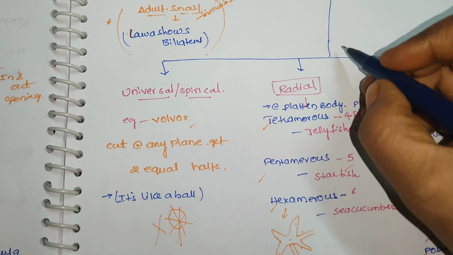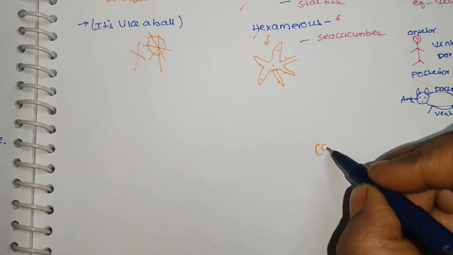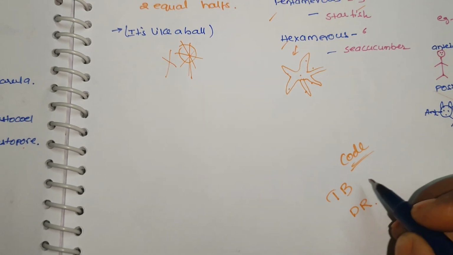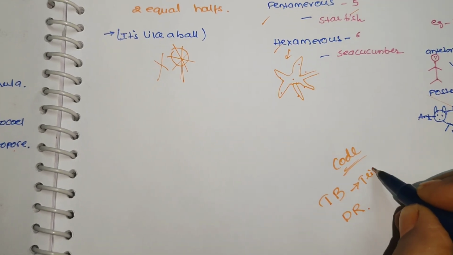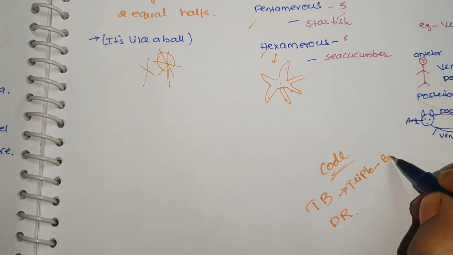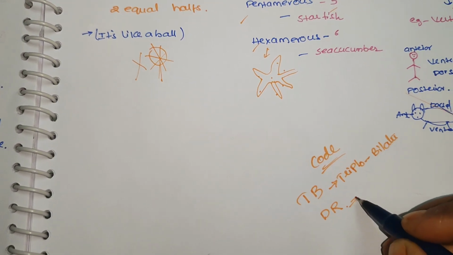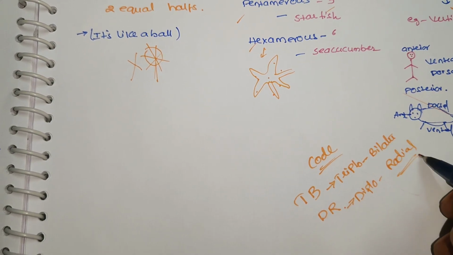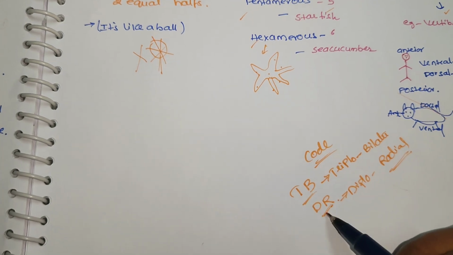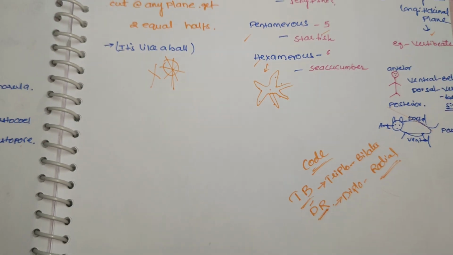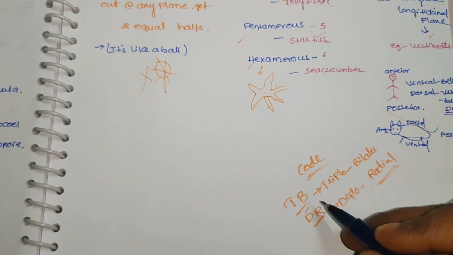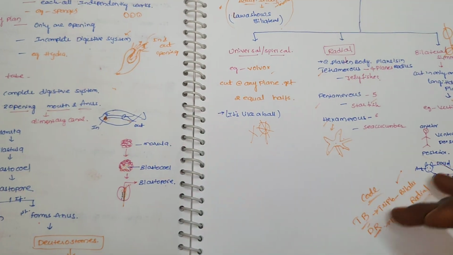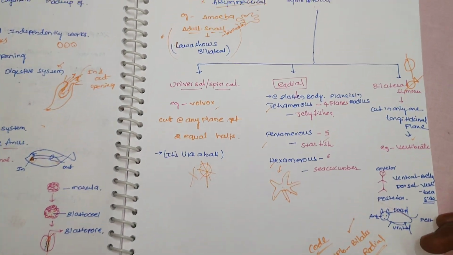And also one code is present here: TB and doctor. All triploblastic organisms show bilateral symmetry. Diploblastic shows radial symmetry. So TB doctor or doctor TB. All diploblastic show radial symmetry, all triploblastic show bilateral symmetry. So these are all the parameters and levels of organization of different phyla.